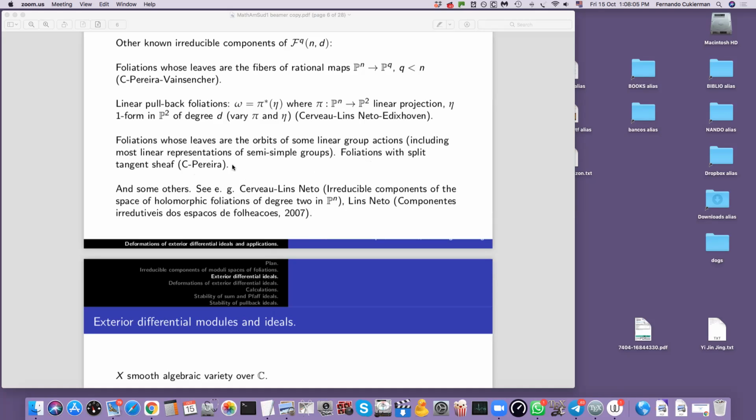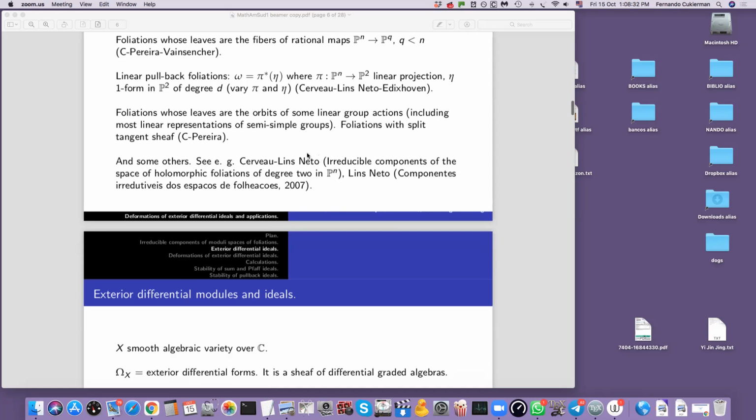And for example, if you take the example where the group is semi-simple, and another condition, you have this stability result. So this is another example of an irreducible component, which is completely different from the previous ones. There are other examples of irreducible components.